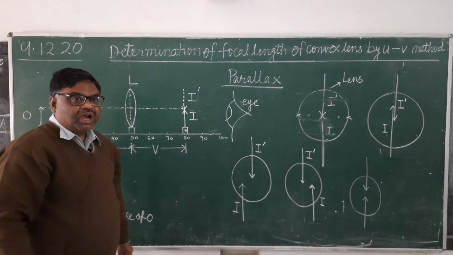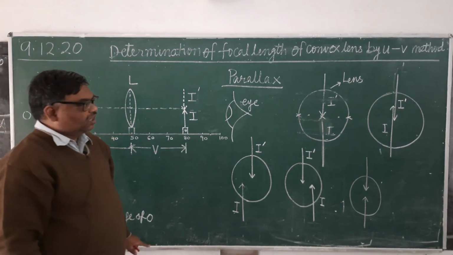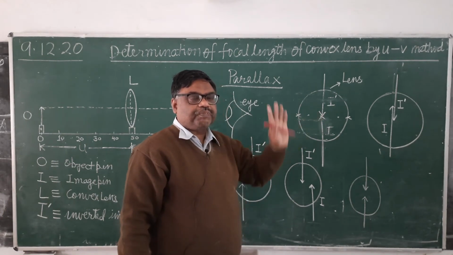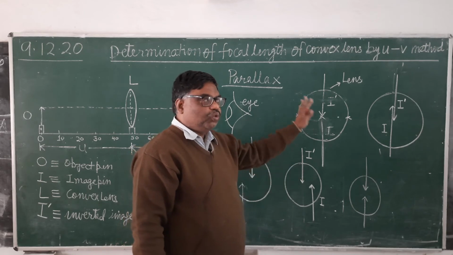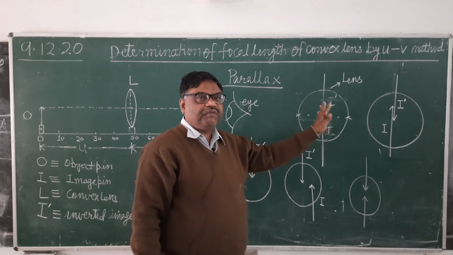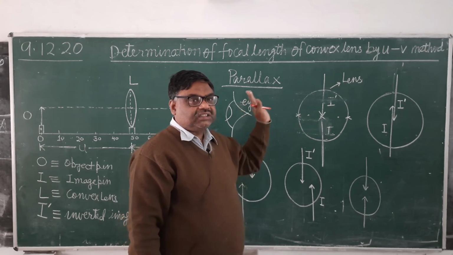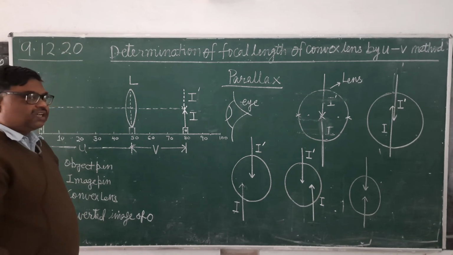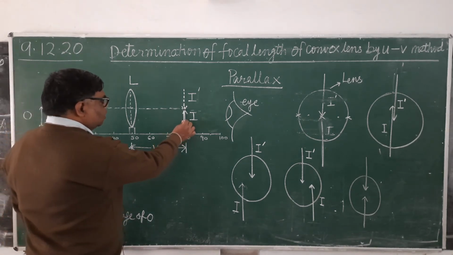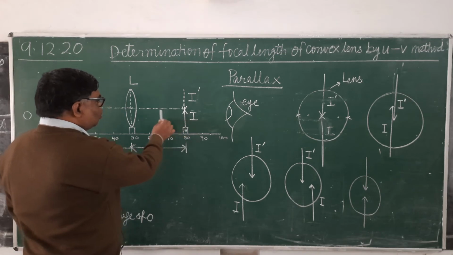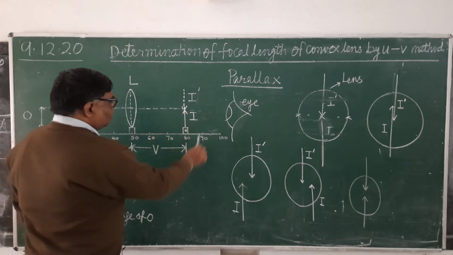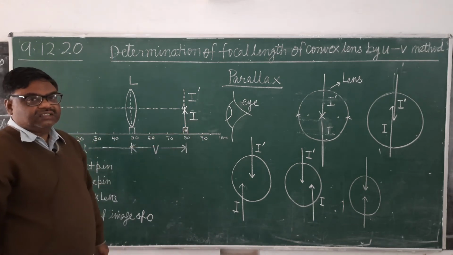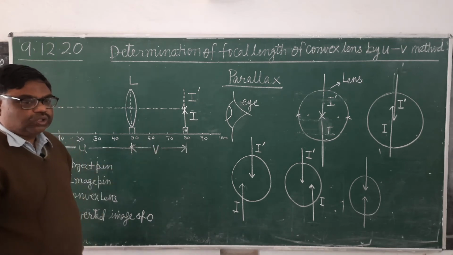It's clear? How will you do that? Because at this moment parallax is removed only at the center, not at the other points of the lens. How will you remove the parallax through the whole field of view of the lens? लेंस की पूरी फील्ड ऑफ व्यू से हम कैसे पैरेलैक्स को रिमूव करेंगे? So that can be removed by moving the image pin towards the lens or away from the lens. It is clear? This way you will remove the parallax.